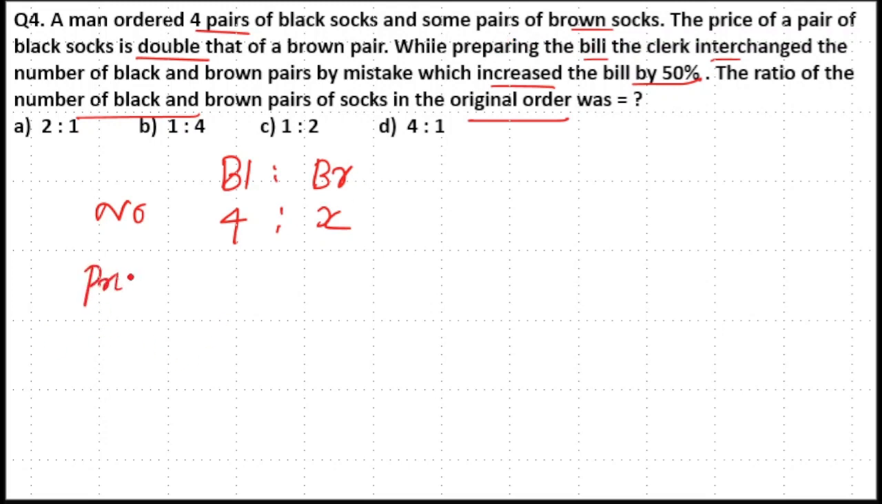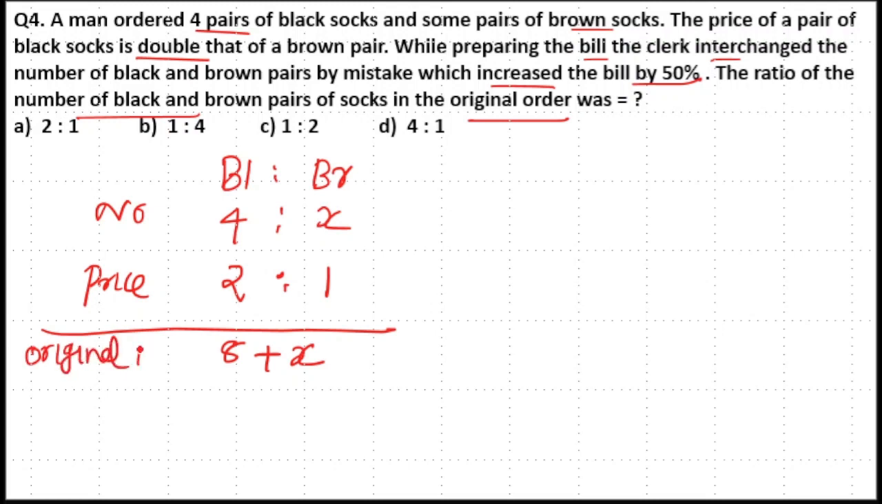Then the price of black socks is double that of a brown pair. That is, if the price of brown is 1, black will be double that, that is 2. If you prepare the bill, that means 4 into 2, 8, plus 1 into X, X. This is the original bill. But the clerk interchanged the number of black and brown socks. That is, X will come here and 4 will come here. That means the new bill after interchanging the number is 2 into X, 2X, and 4 into 1, 4. That is 2X plus 4 is your new bill.